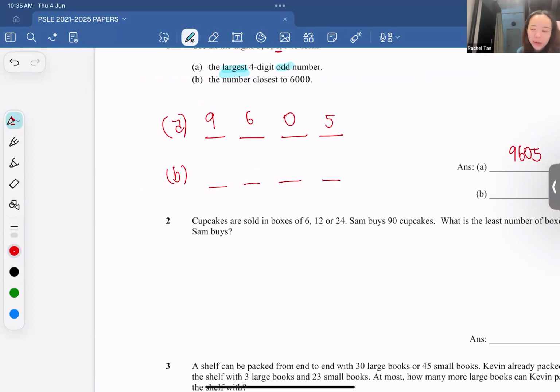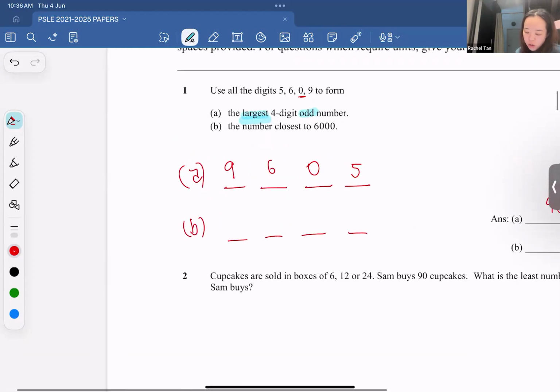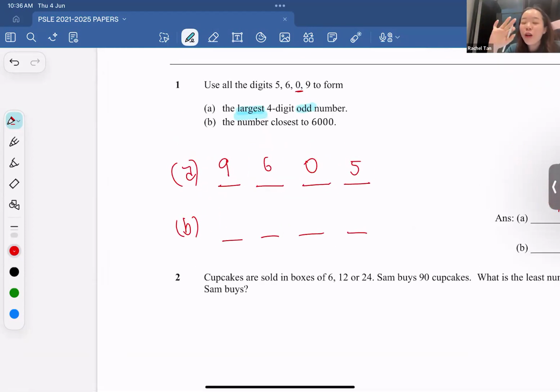And then if I want a number that is closest to 6,000, can you tell me the first digit should be what kind of number? Can I use 9 as the first digit? Not 4, Alicia, it cannot be 4. Because if I want the number closest, it is 5,000 something or 6,000 something. So it is either 5 or 6. A lot of times this type of question actually requires guess and check. You need to use some form of guess and check to find which answer is correct.